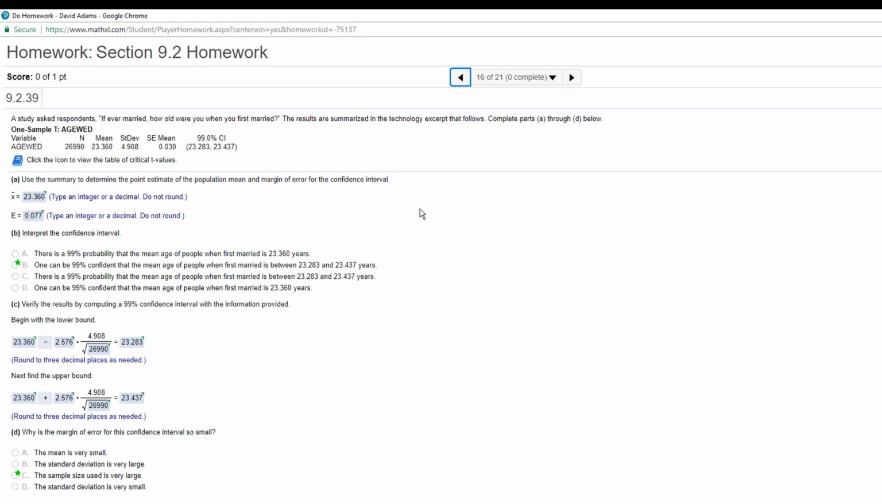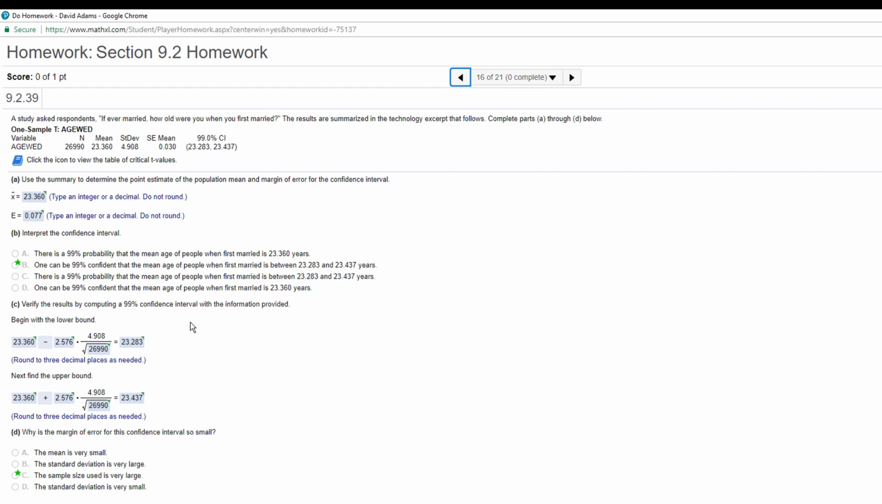What we're looking at here is problem number 16, and this is a little bit strange, all right? And that's why I'm trying to help you out here. So I want you to look down here in part C. Do you see where it says 23.360 minus, and then down below 23.360 minus and plus here, and then 2.576, 2.576, and then on top here 4.908, and then 26,990, and then out here equaling 23.283?